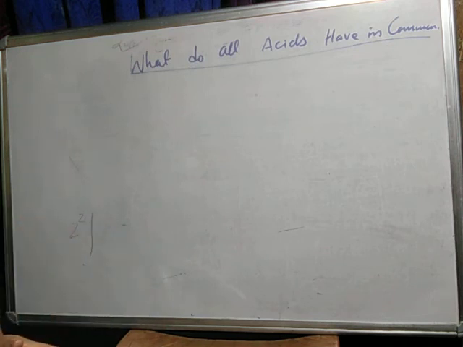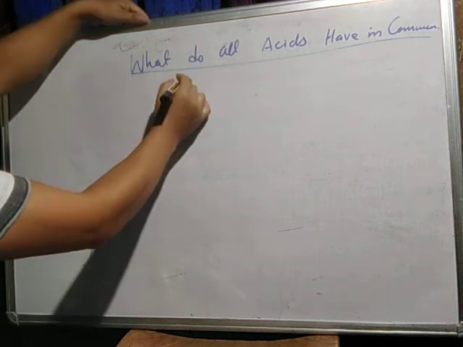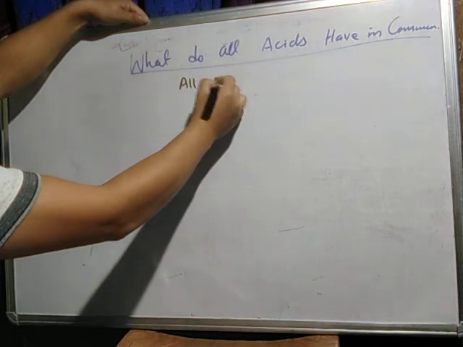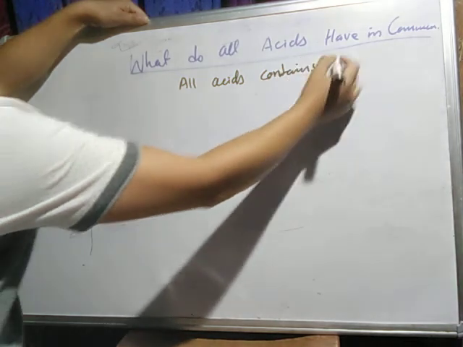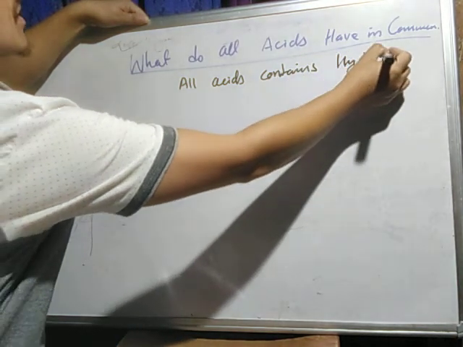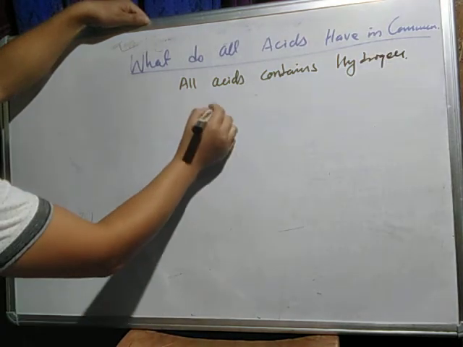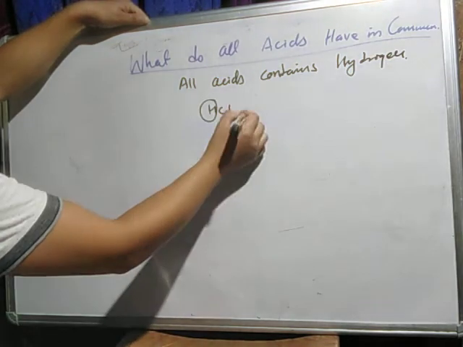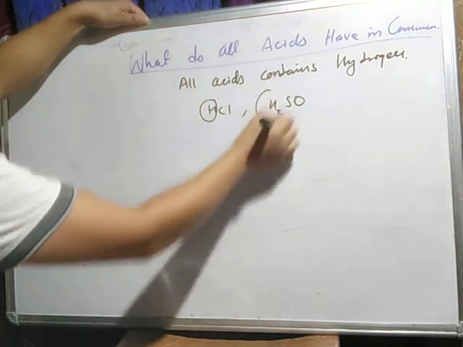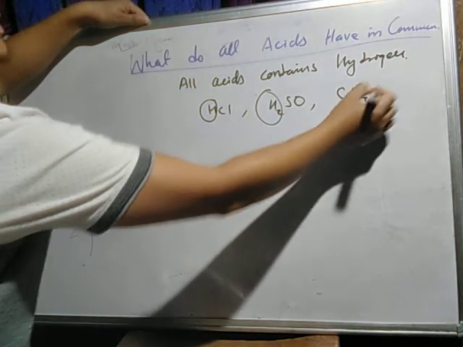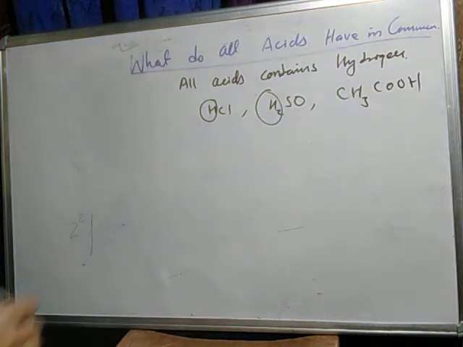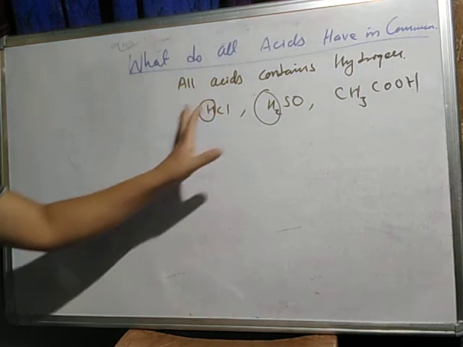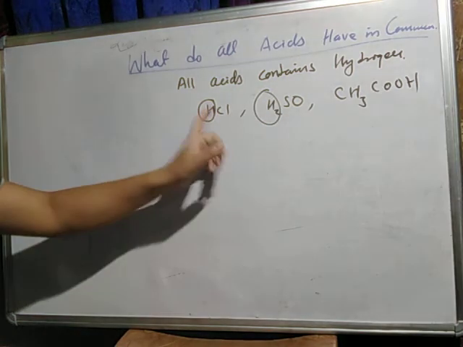So write down all acids contain hydrogen. So these are the acids. HCl, hydrogen is there. H2SO4, hydrogen is there. CH3COOH, hydrogen is there, isn't it? So this is your ethanoic acid or methanoic acid. Clear? So all acids have hydrogen in common, isn't it?